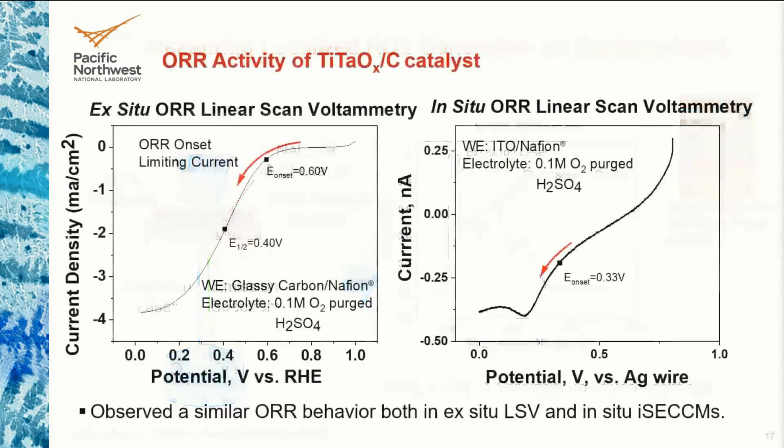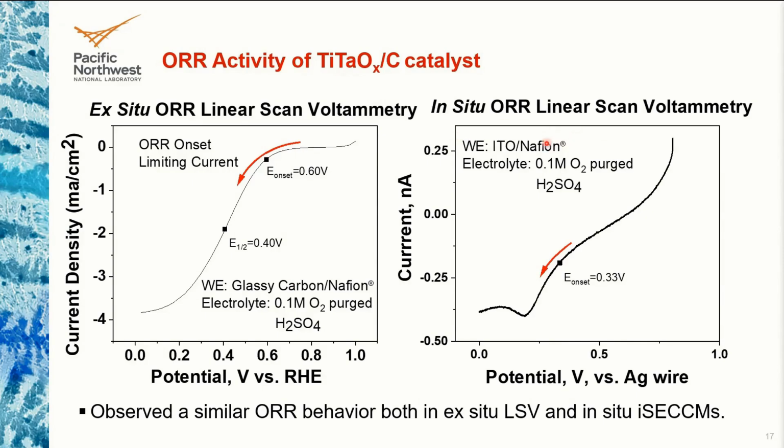So here is the overall activity itself, where we wanted to make sure that the ORR reaction happens first. So basically, we are comparing the ORR reactivity of that particular catalyst, where the onset is around 0.6. It clearly shows a typical ORR polarization plot.